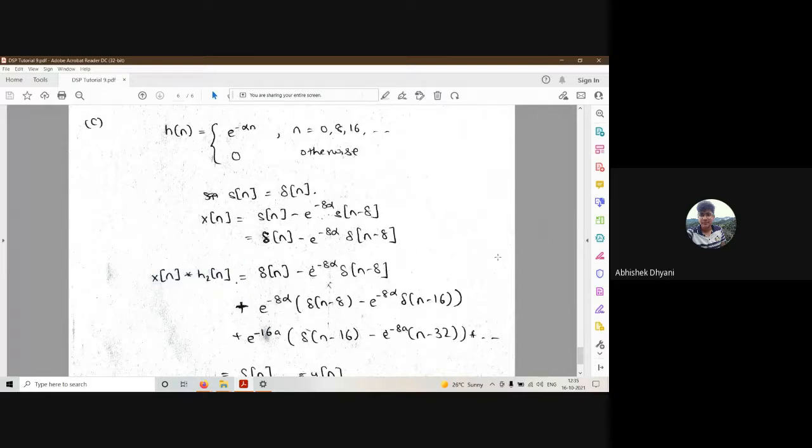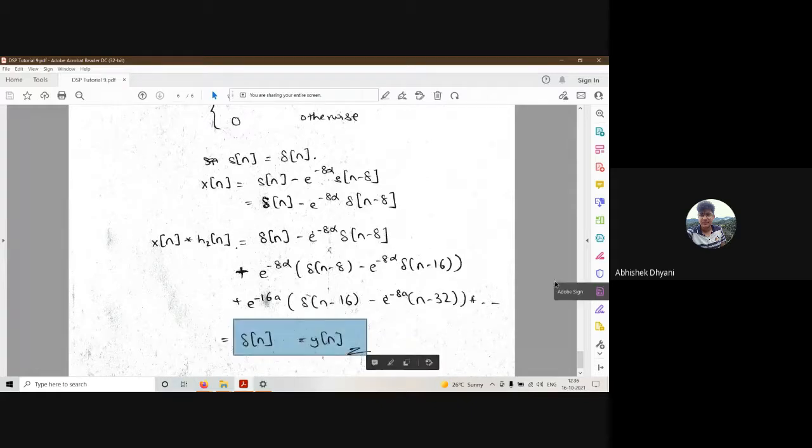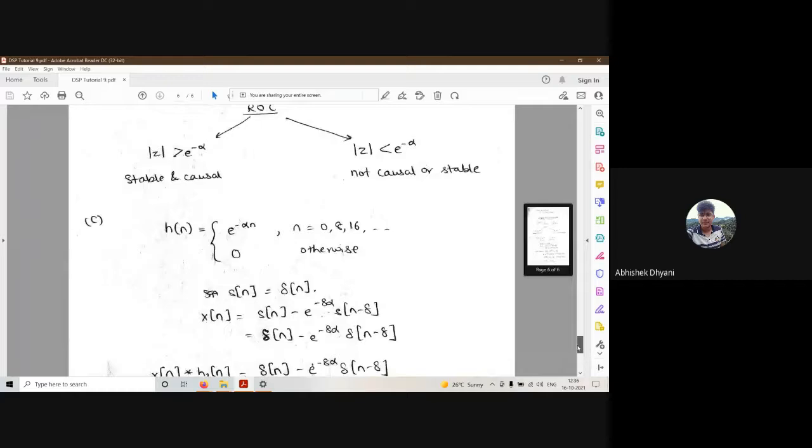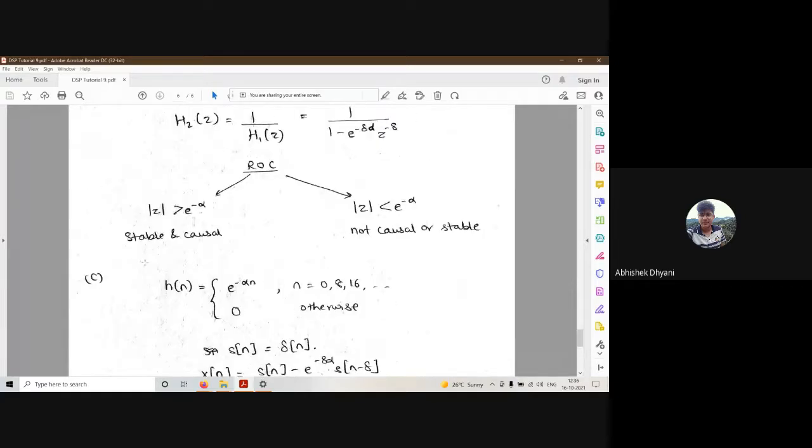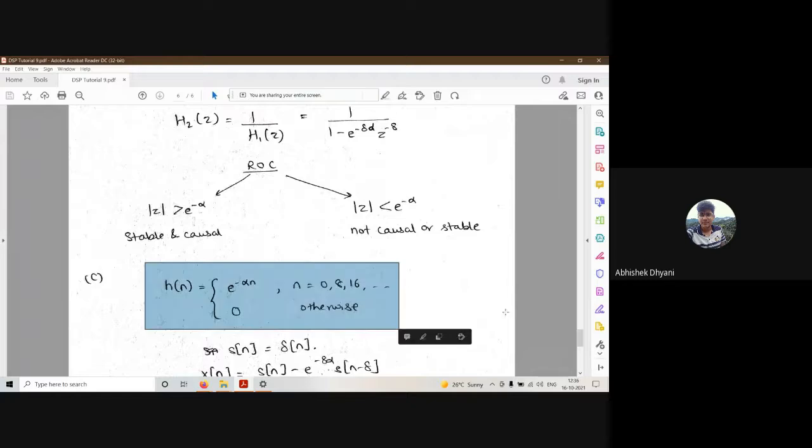The important thing to note here is that these terms cancel out. This term cancels out with this term. Similarly, this term will cancel out with this term, and so on. So all of these terms cancel out and we will be left with only delta n. That should ideally be the case because h2n is the inverse of h1n. So yn becomes equal to delta n, and that means that h2n is a valid inverse of h1n.